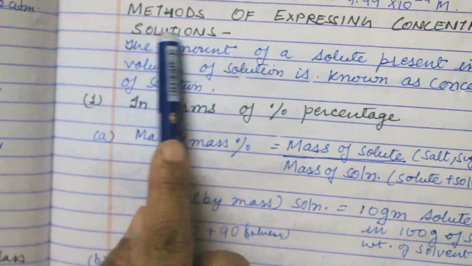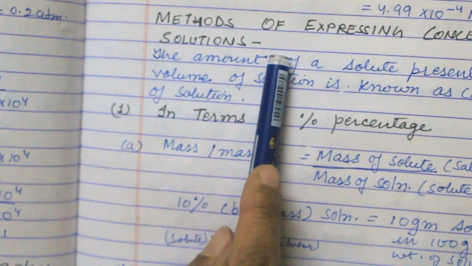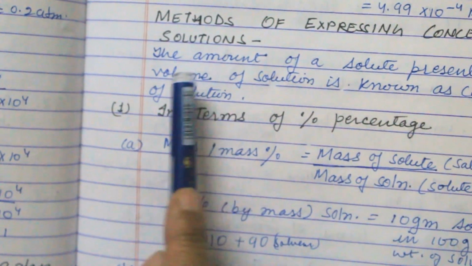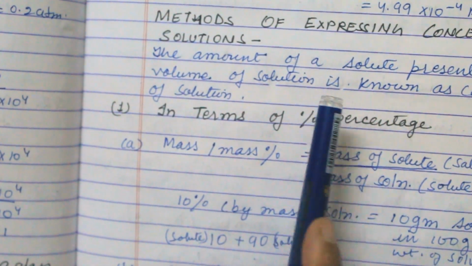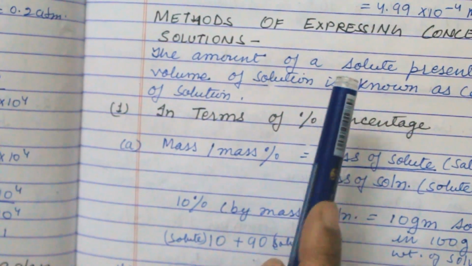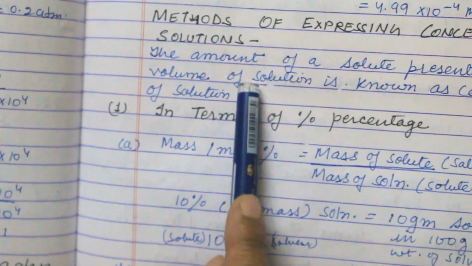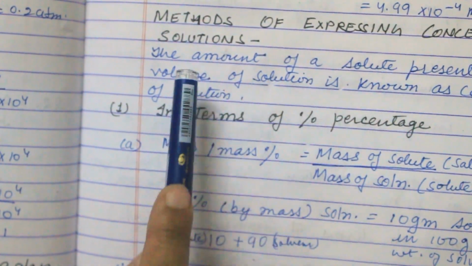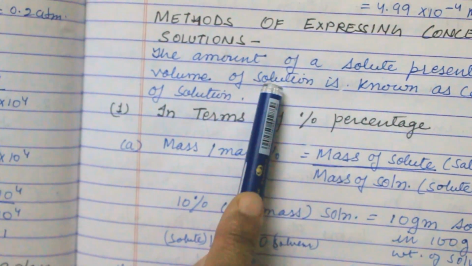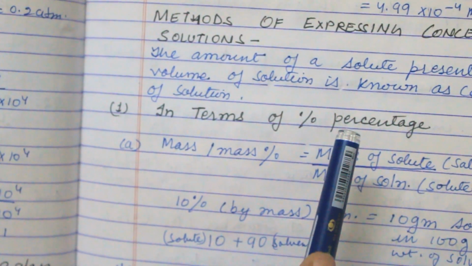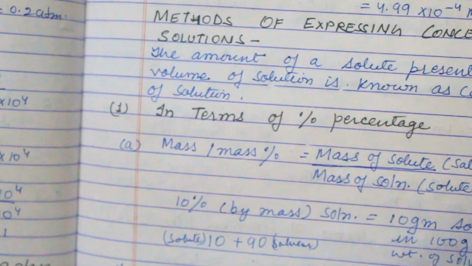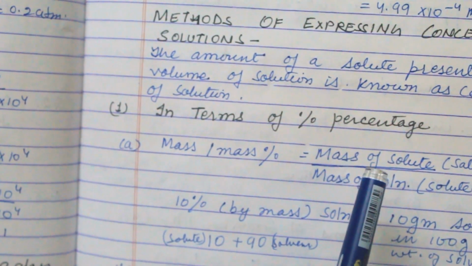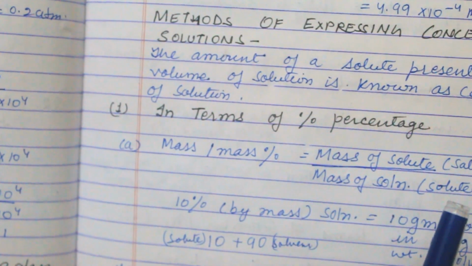Now the next topic is methods of expressing the concentration of a solution. It is the amount of solute, that is salt or sugar, present in a unit volume of solution. If we dissolve sugar or salt in water, then it becomes a solution. So how many parts of a solute are present in the volume of a solution or the space inside the solvent is known as the concentration. Concentration means how thick or how thin the solution is, that is concentrated and dilute.